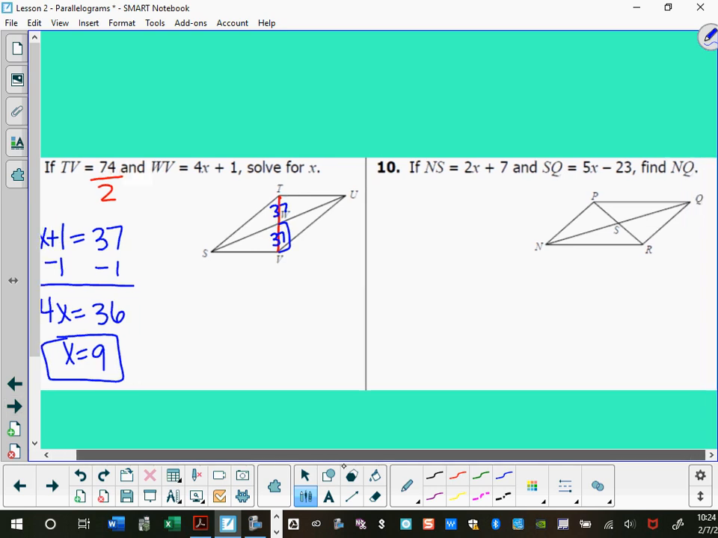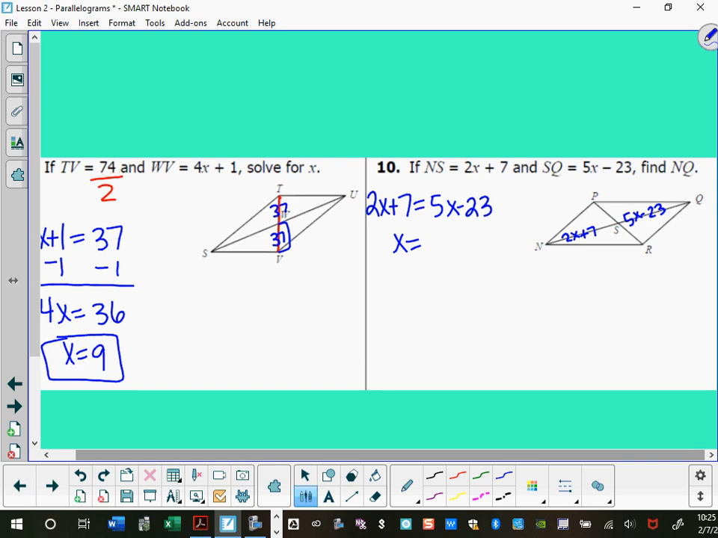All right, number 10. If NS is 2x plus 7, and SQ is 5x minus 23, they want me to find NQ. Well, first let me define what x is. How do I find x there? Make them equal to each other. So we have 2x plus 7 is equal to 5x minus 23.